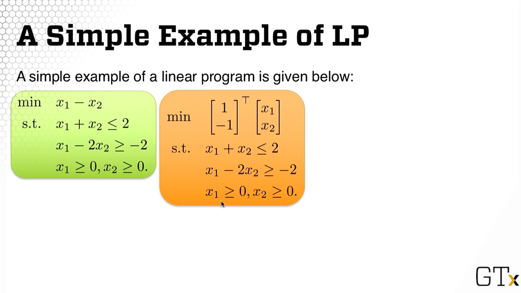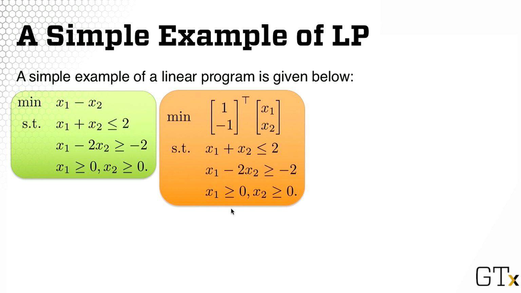And usually, we don't write x1 greater than or equal to 0 and x2 greater than or equal to 0 as an inner product. We can do that, but because this is such a simple constraint and is a bound on the variables, we sort of treat them in a different way.